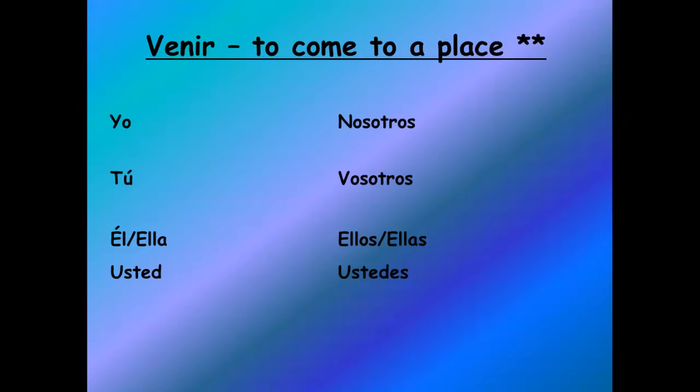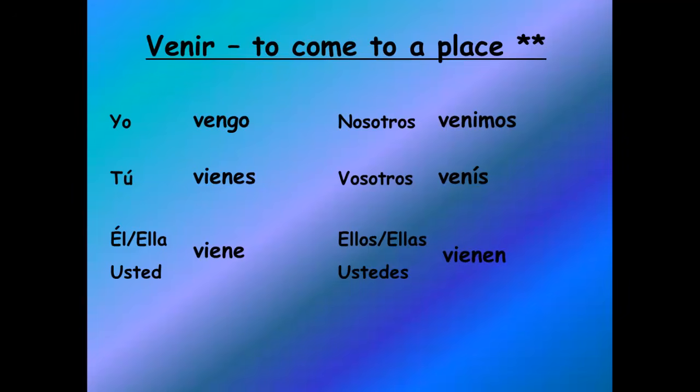We have venir, which ends up being vengo, vienes, viene, venimos, venís, and vienen. And as you've noticed also, it's another stem changer in addition to the fact that it's a Go verb. I always like to remember venir kind of looks like tener because instead of tienes, it's vienes, so you just kind of have to replace the T with a V for most of the forms, and you still have the same ones.